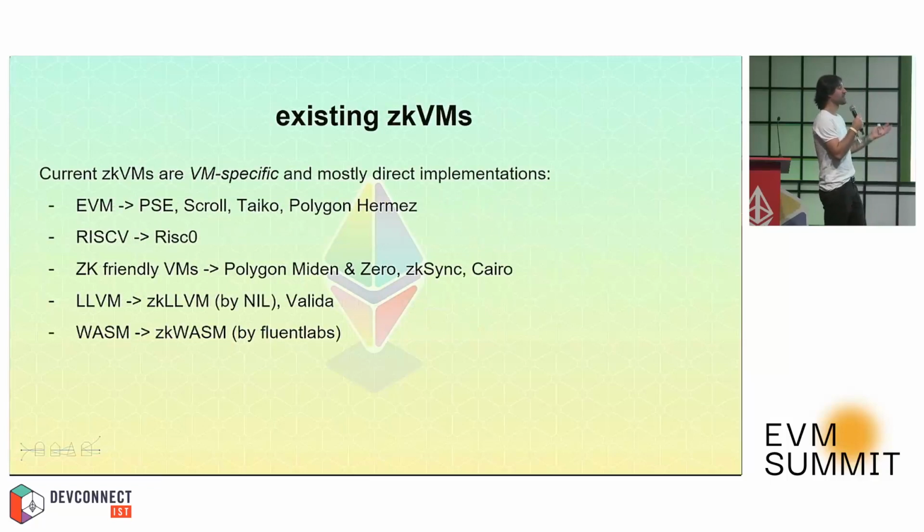And there are a lot of existing zkVMs, and the past 2 years especially saw a lot of new VMs using different paradigms. Most of the current zkVMs are VM specific, meaning that they have a fixed set of instructions, a fixed ISA, and mostly direct implementations. So we have a lot of EVM implementations actually. We have RISC-V, we have some more zk-friendly VMs, and some using more established non-zk VMs like LLVM, WASM, and so on.